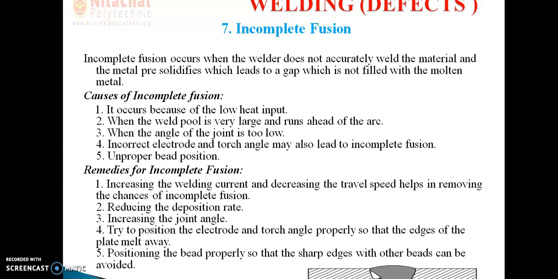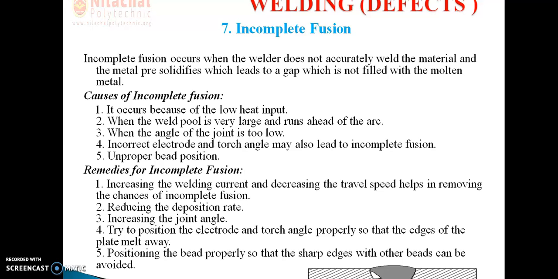Number four, incorrect electrode and torch angle may also lead to incomplete fusion. That means if you are not choosing a proper electrode for the welding process, we have to take necessary action to avoid this problem, so that an incorrect electrode is not selected by the welder.